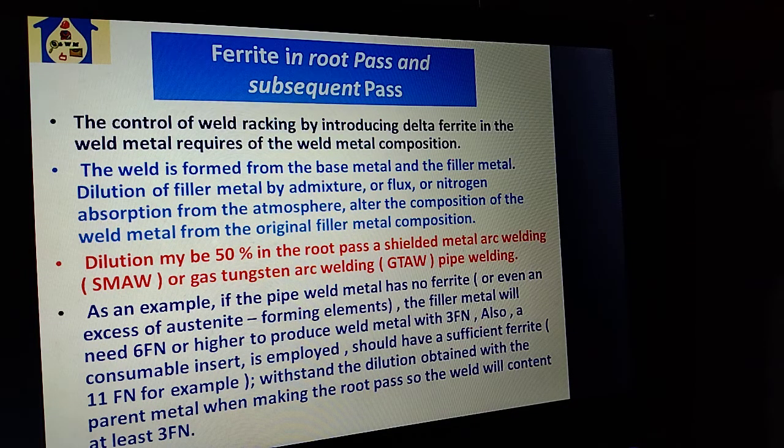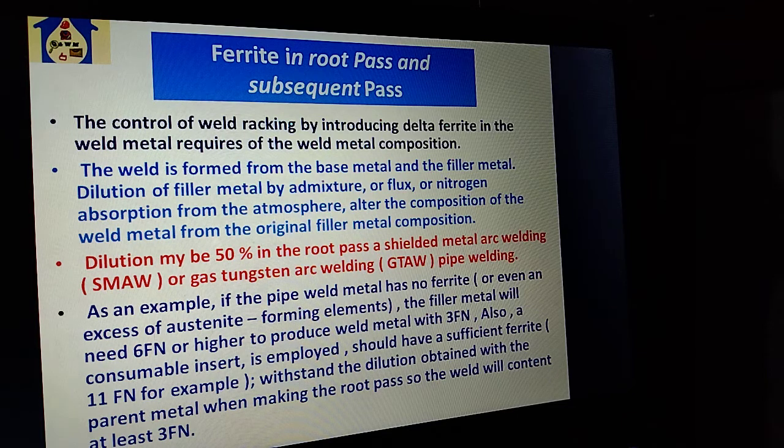The control of ferrite in the root pass and subsequent passes. The control of weld cracking by introducing delta ferrite in the weld metal requires control of the weld metal composition. The weld is formed from the base metal and the filler metal. Dilution of filler metal by admixture of base metal or nitrogen absorption from the atmosphere alters the composition of the weld metal from the original filler metal composition.